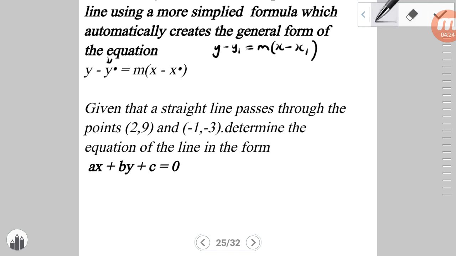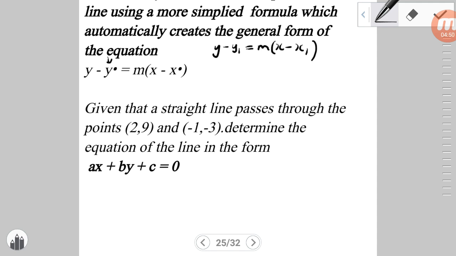All right, so first thing that we're going to be looking at is this question here. It says that given that a straight line passes through the points (2, 9) and (-1, -3), we are required to determine the equation of the line in the form ax plus by plus c equal 0. That's what we're going to be looking at.